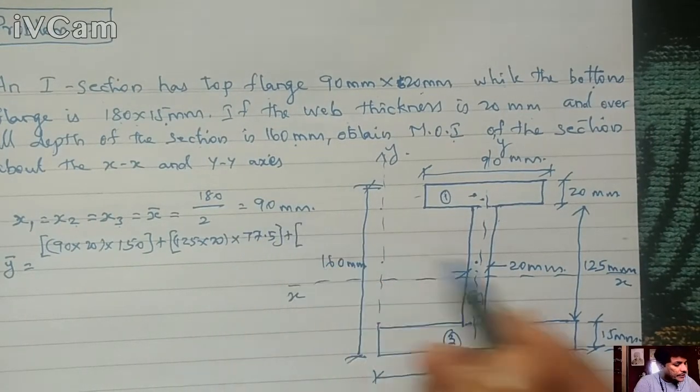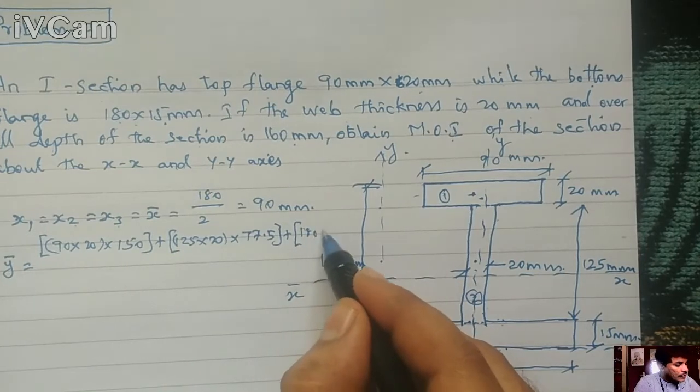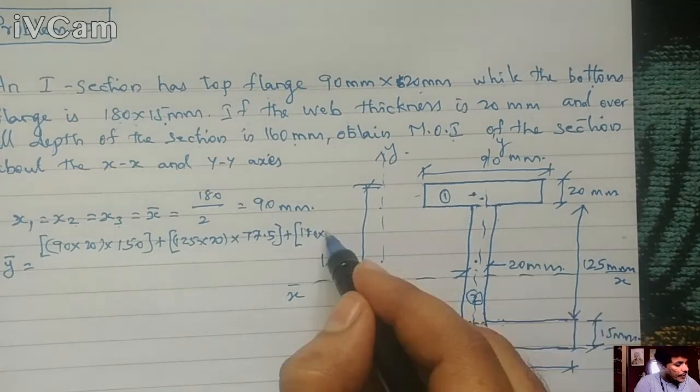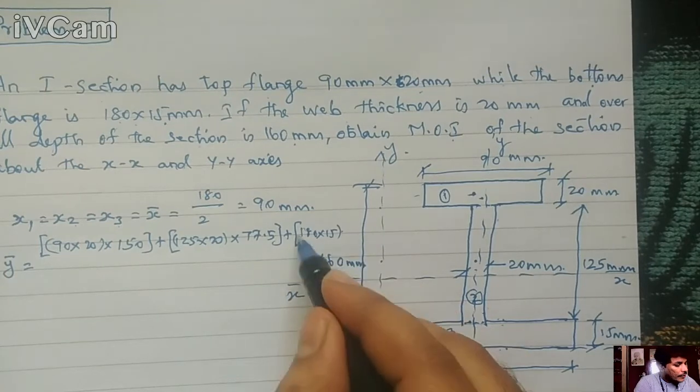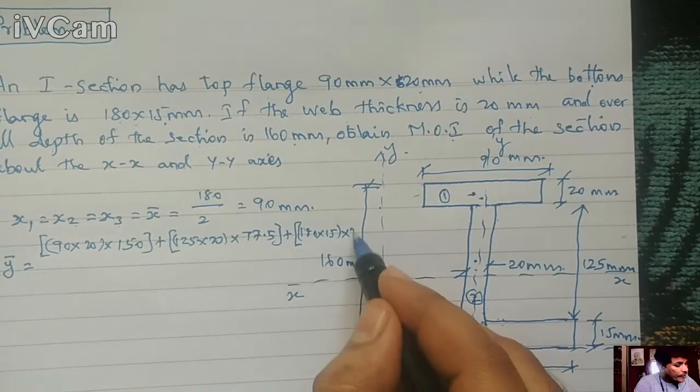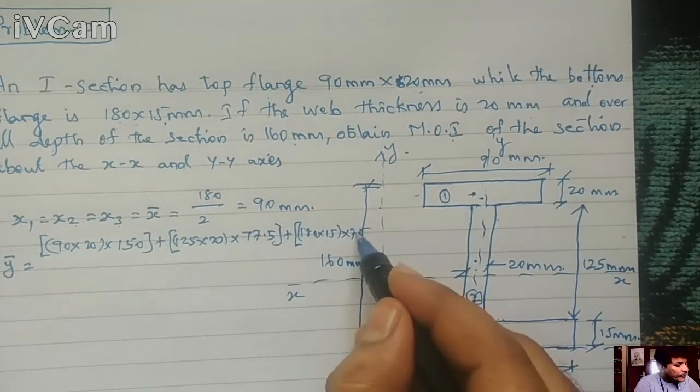Plus the third section, 180 by 15, into the centroid 15 by 2, which is 7.5.